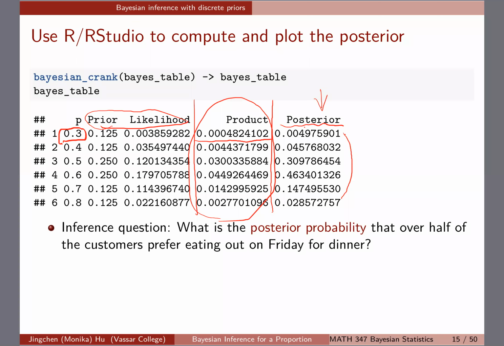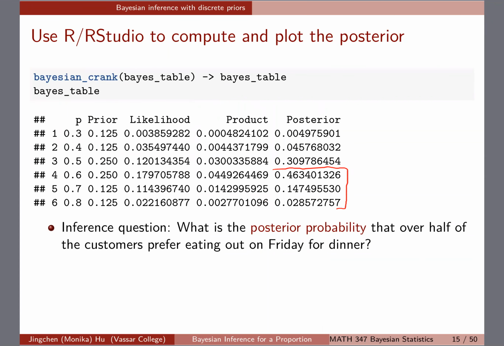Right, so I heard, yes, over half will be: you add the posterior probabilities of 0.6 and 0.7, essentially adding the probability values of these possible values. Yeah, if it's at least half, then you include the 0.5, I think.